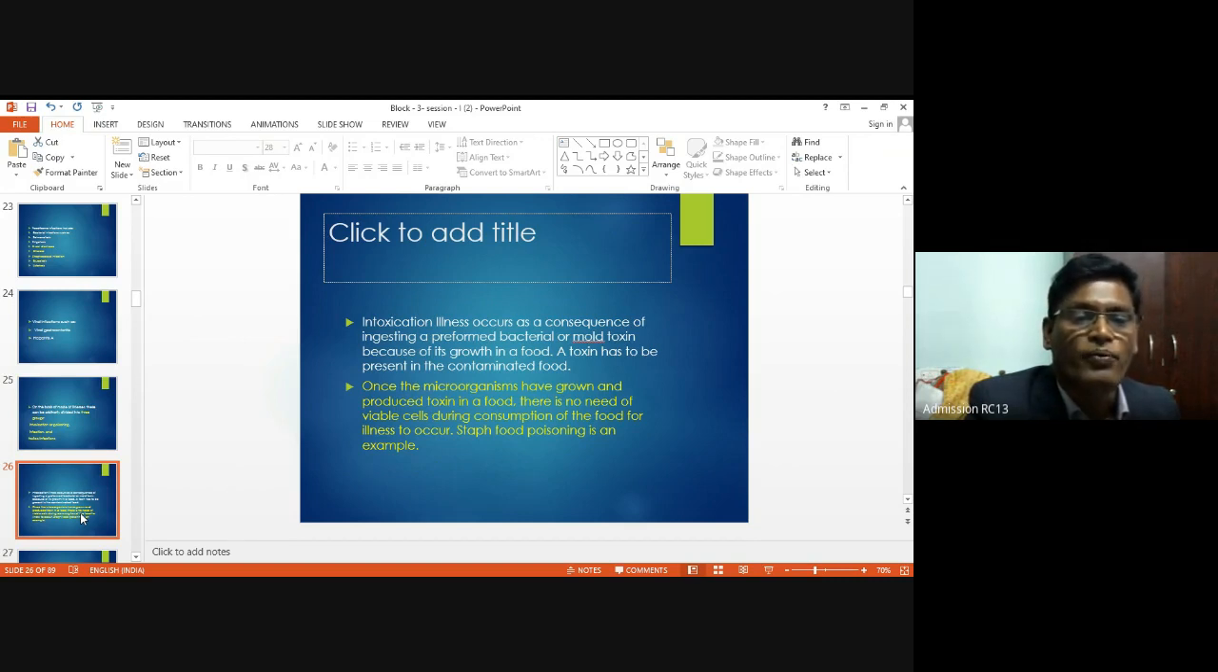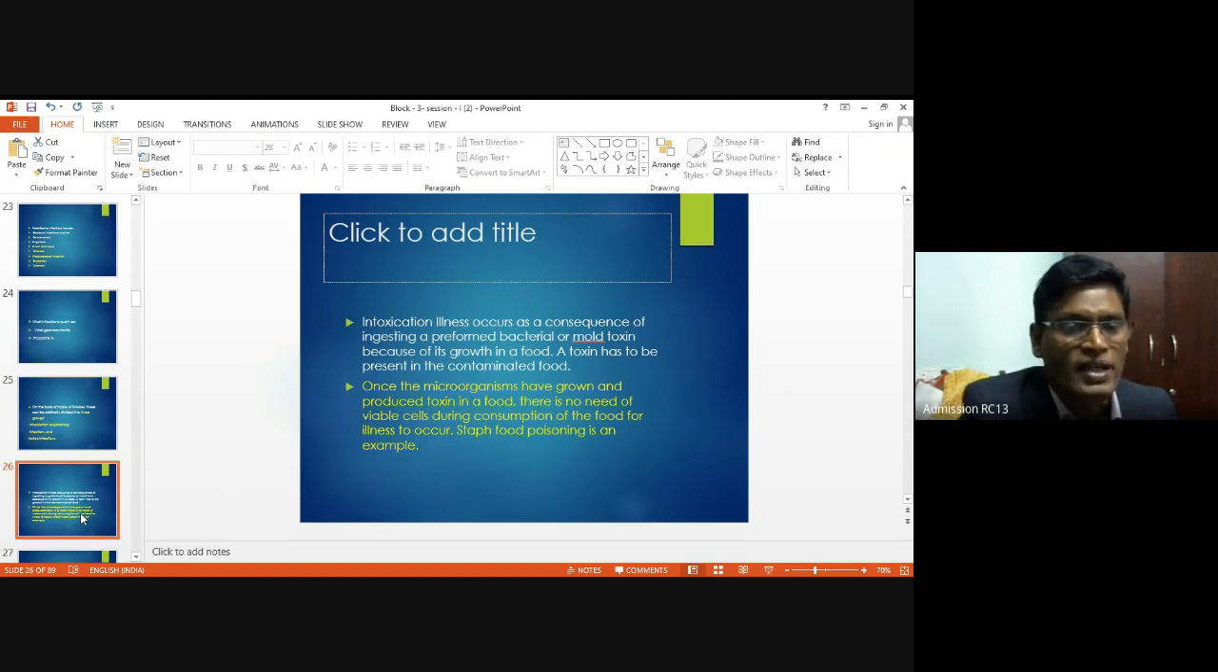Intoxication illness occurs as a consequence of ingesting preformed bacterial or mold toxin because of its growth in the food. What happens sometimes is fungus or mold grows if we keep the food not properly stored. Sometimes we will not notice it, as it will not be visible to the naked eye. So if you consume those kinds of foods, it will create a toxic effect in the human body.